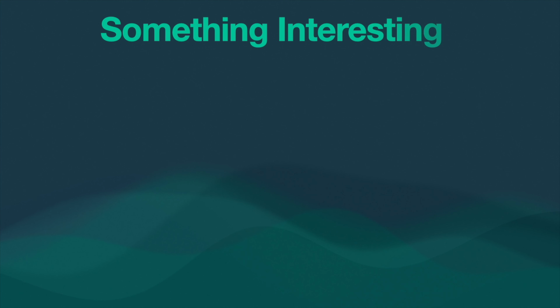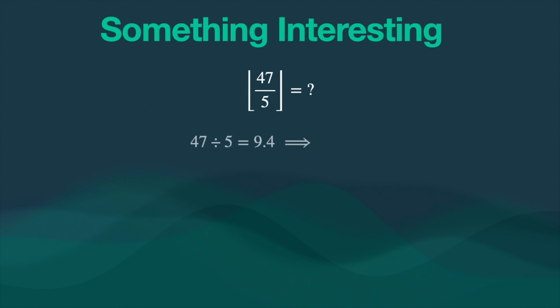Now let's find something more interesting. What is the floor of 47 over 5? To find this, we divide 47 by 5, which is 9.4. So the floor of 47 by 5 is 9.